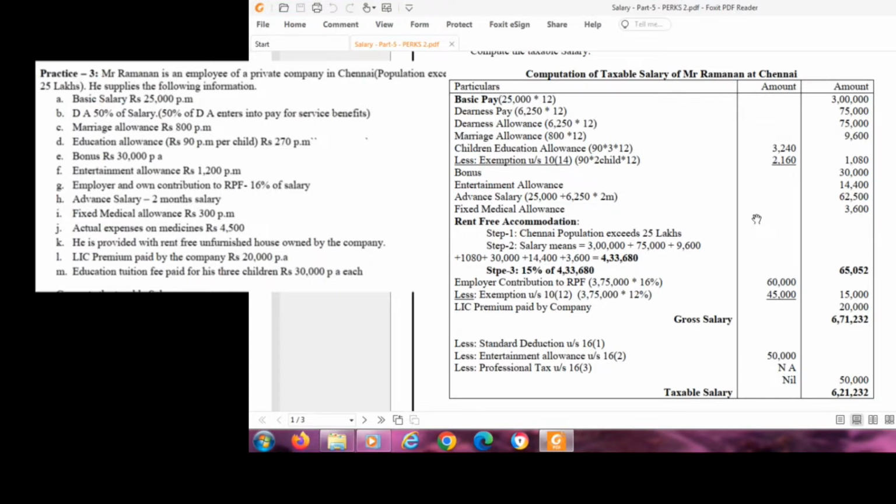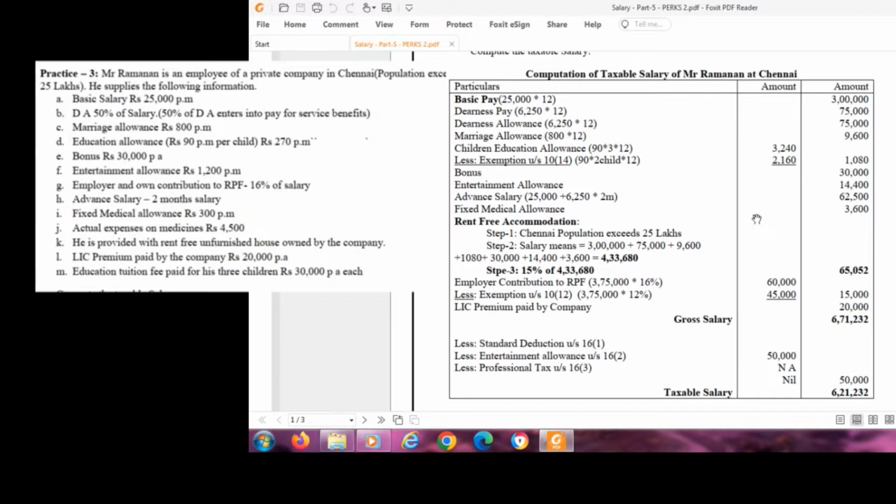Now in this problem, basic salary 25,000, so it was fully taxable. Next one, DA 50% of salary, of which 50% of DA enters into pay for service benefits. So 25,000 full month salary, 50%, so 12,500. Out of 12,500, 50% enters. That means 6,250 will be treated as DNS pay, and balance 6,250 will be treated as DNS allowance. Next, marriage allowance fully taxable 9,600.